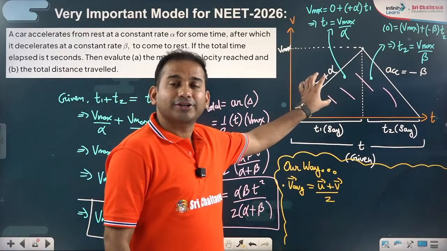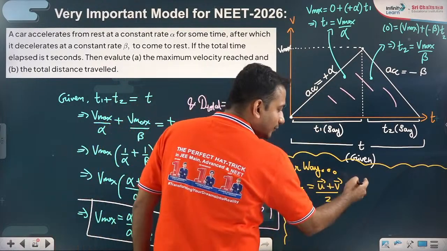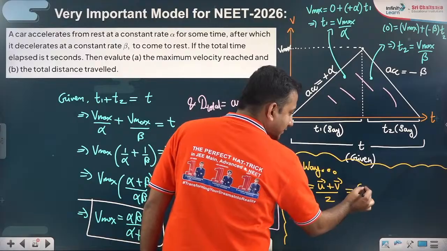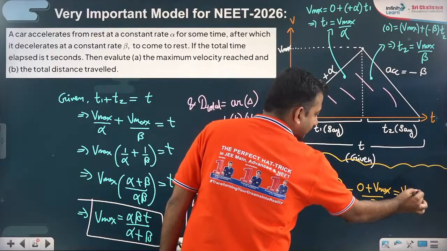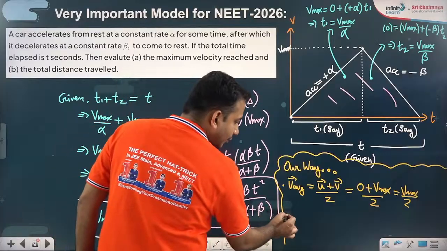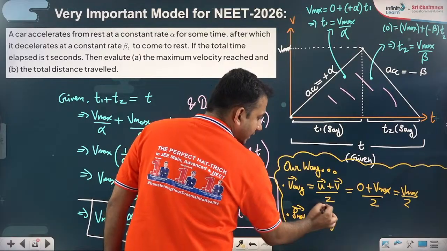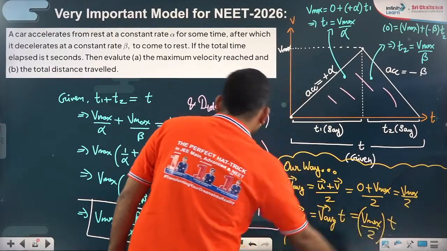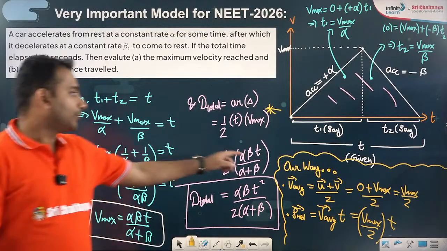For the first portion, initial velocity is 0 and final velocity is Vmax. For the second portion, final velocity is 0 and initial velocity is Vmax. So ultimately, one will be 0 and one will be Vmax by 2, hence the answer is Vmax by 2. So net displacement will be equal to average velocity into time, that is Vmax by 2 into T. See that carefully. That's what you directly got here.